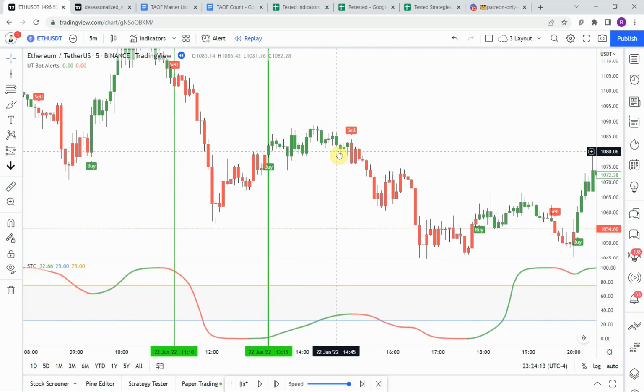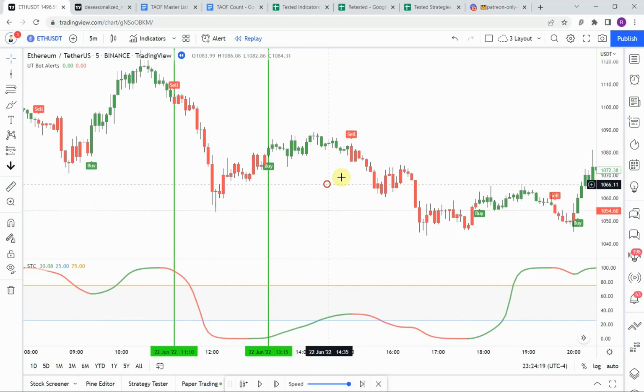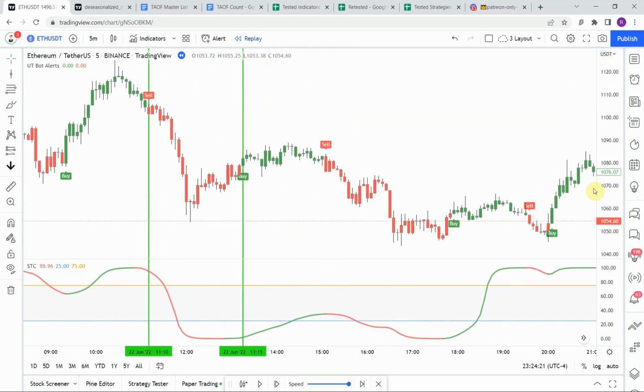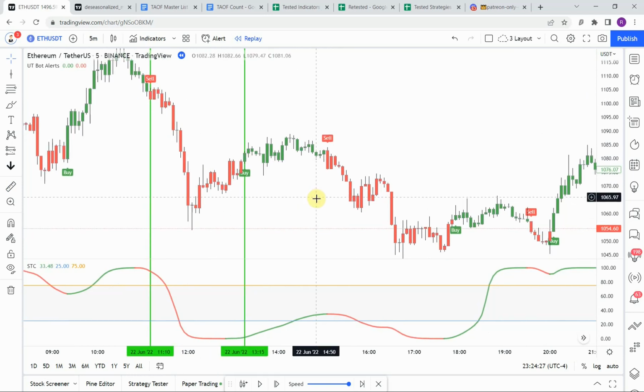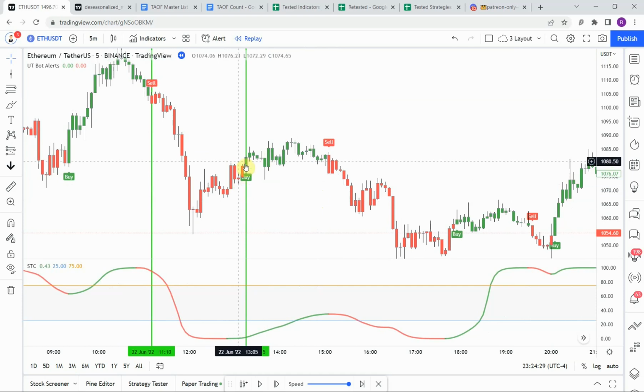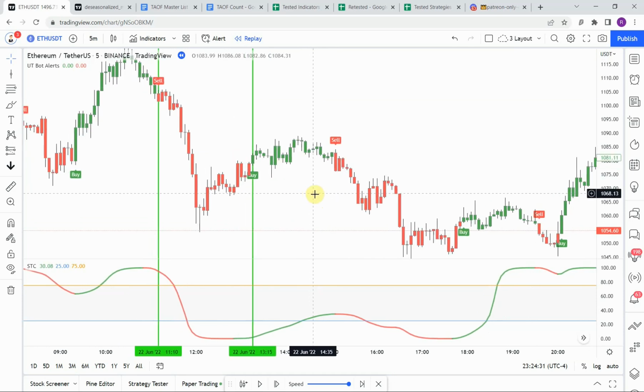So what I did was, since there was no exit strategy or indicator noted in the original video, I would take a sell or a buy and I wouldn't exit until it gave me a valid signal in the opposite direction.